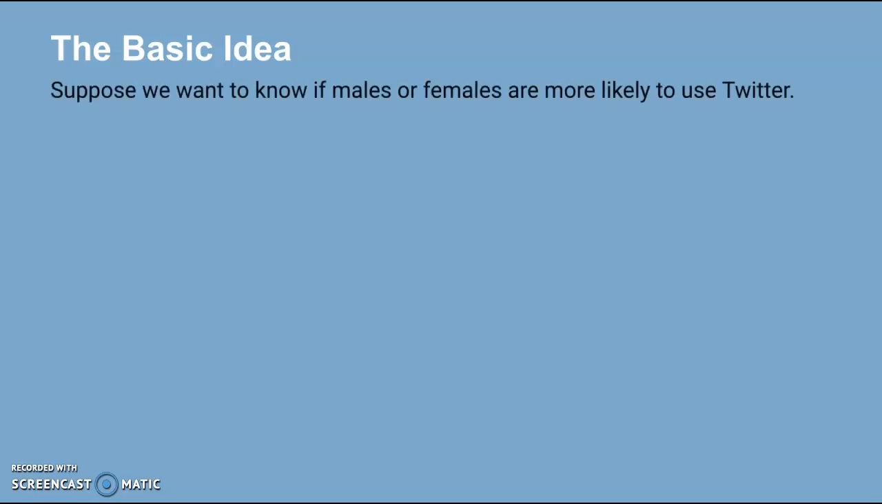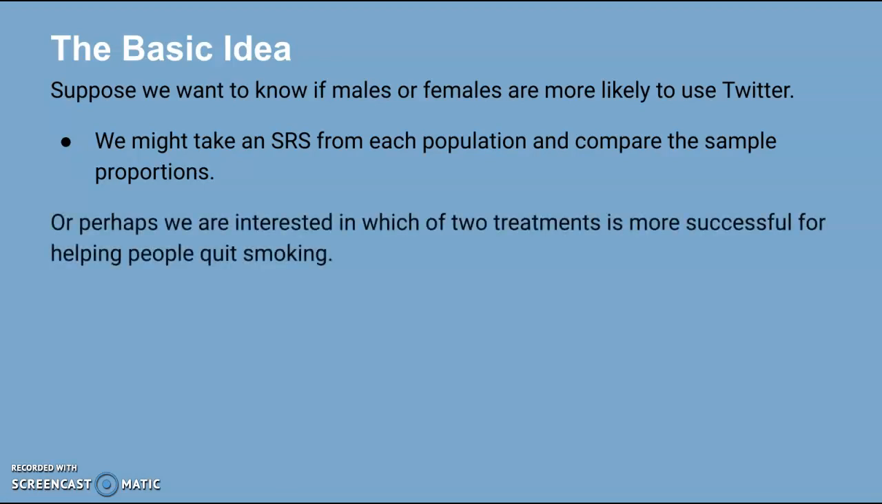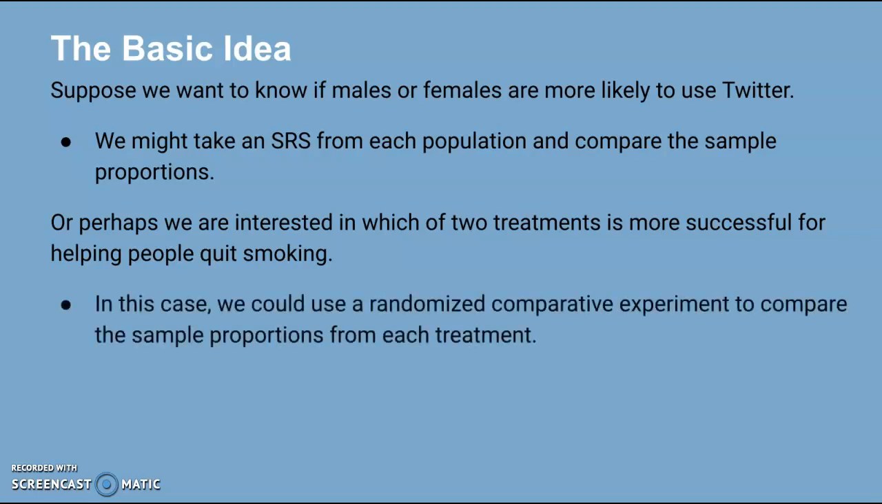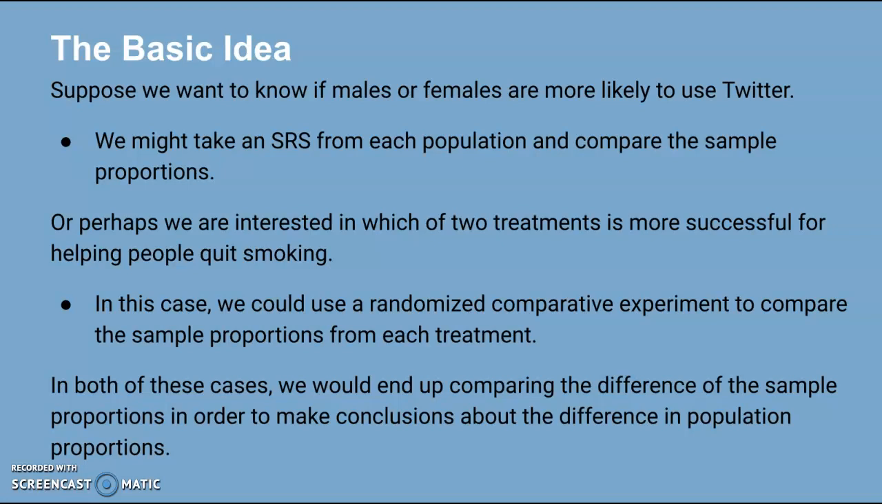So here's the basic idea. Suppose we want to know if males or females are more likely to use Twitter. We might take an SRS from each population and compare the sample proportions. Or maybe we are interested in which of two treatments is more successful for helping people to quit smoking. In this case, we could use a randomized comparative experiment to compare the sample proportions from each treatment. In both of these cases, we would end up comparing the difference of the sample proportions in order to make conclusions about the difference in population proportions.